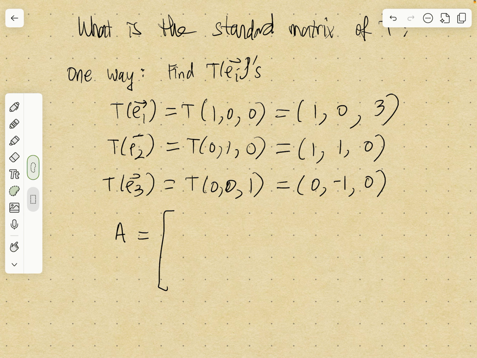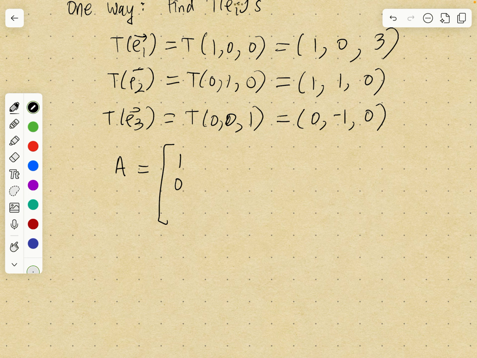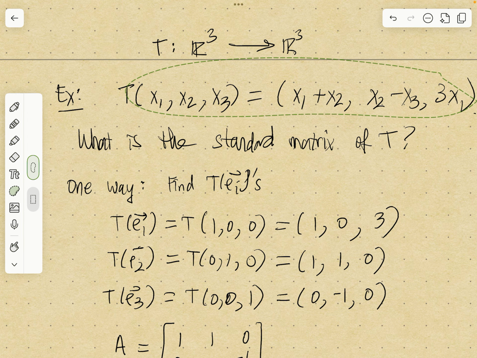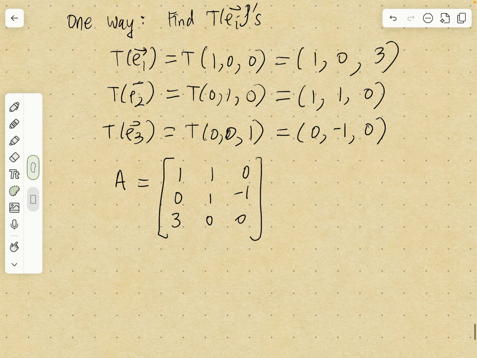Now let me make sure I'm recording, because sometimes I think I'm recording, but I'm not, and then I just wasted a bunch of time. Okay, so this is my standard matrix. So this linear transformation, when I plug my x1, x2, x3 vector into T, what I'm really doing is multiplying that vector by this matrix A. So that's one way to find the standard matrix. Let me show you another way.